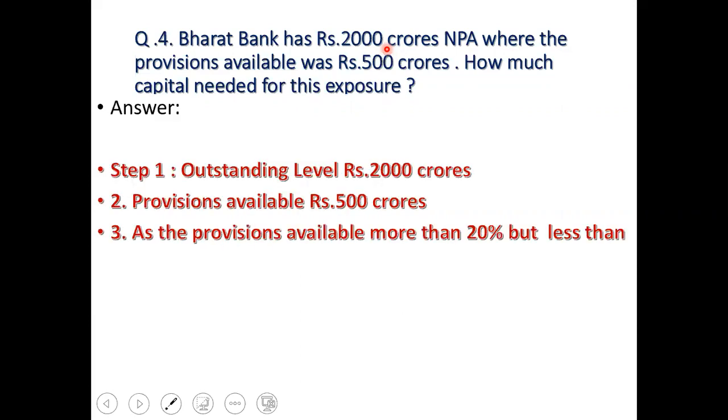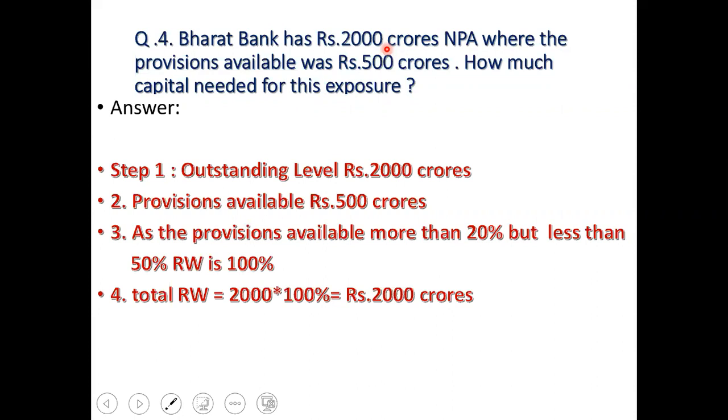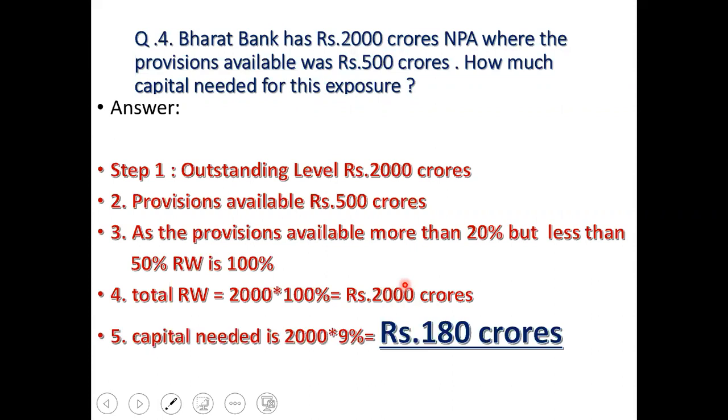So what you have to do? 2,000 into 100%, 2,000. Step by step. How much capital is needed? 2,000 into 9%, 180 crores. So 180 crores needed for this exposure alone. These are the questions they will ask. Numeric question.